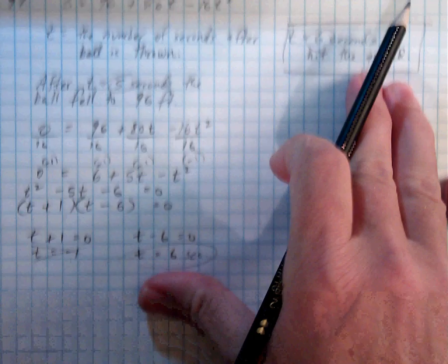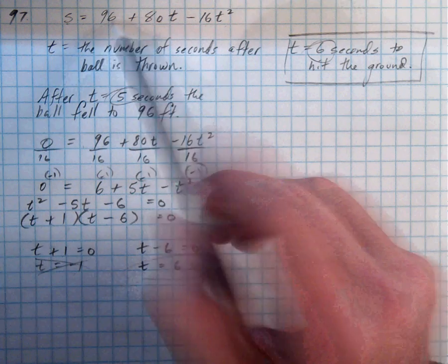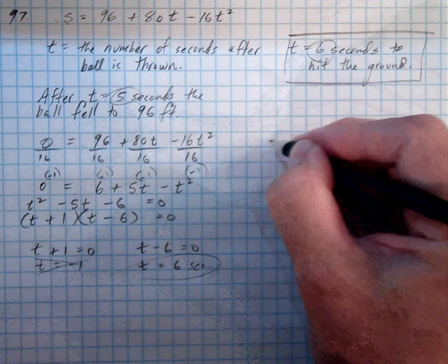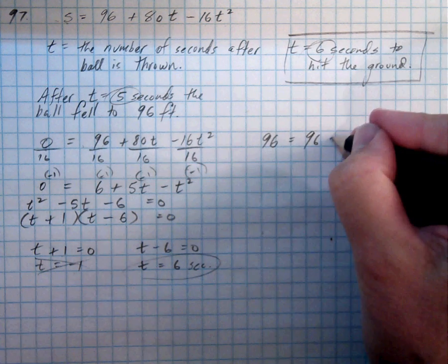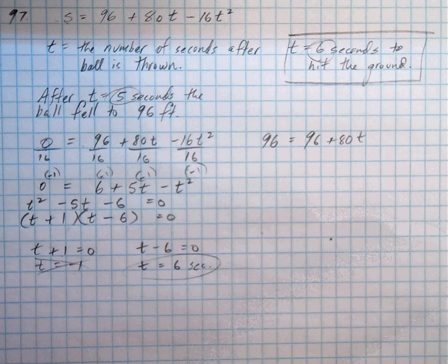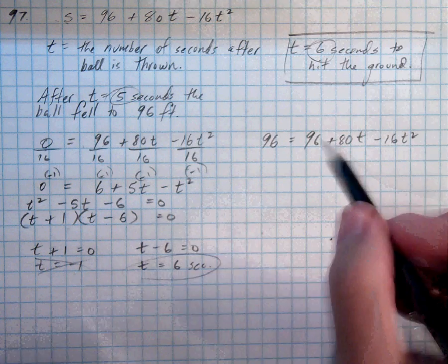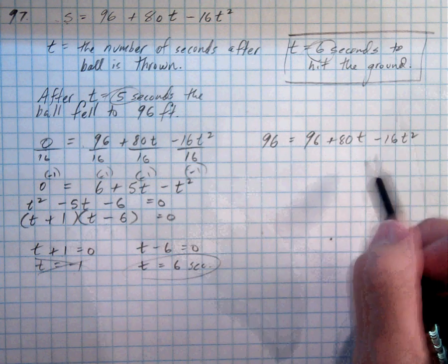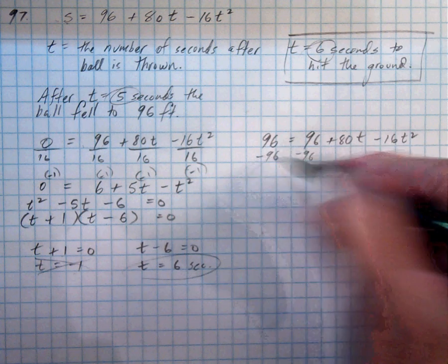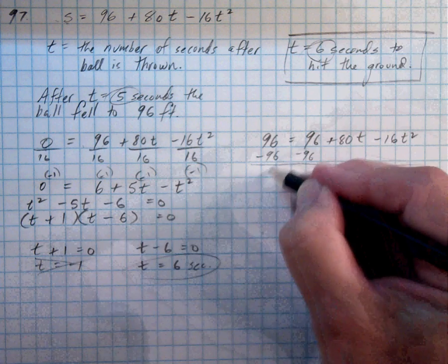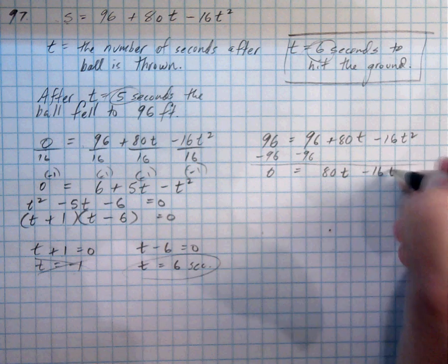Well, if it passes the building, that's at the top of the building, then it's at 96 feet, so I just make S 96. So it'd be 96 equals 96 plus 80t minus 16t squared. Alright, so the 96 here will just cancel. I'm going to take away 96 from both sides, and that gives me 0 equals 80t minus 16t squared.